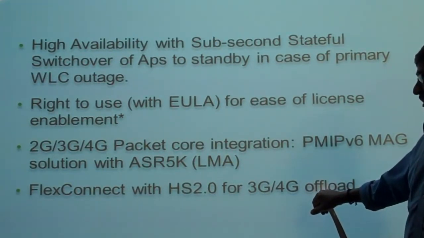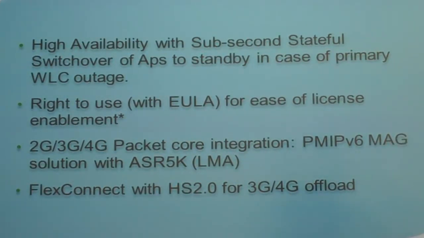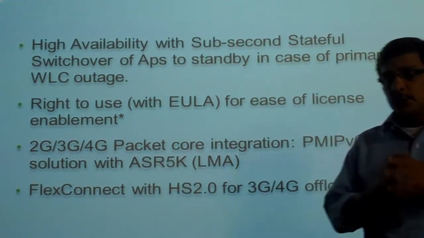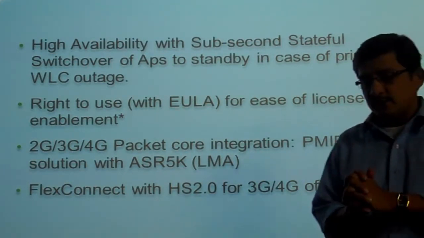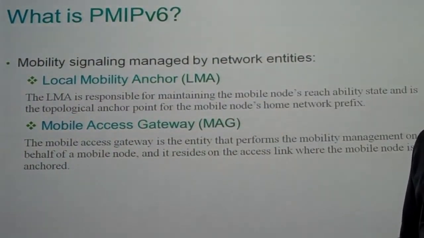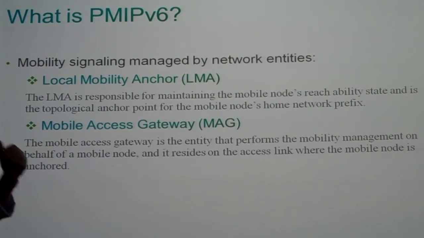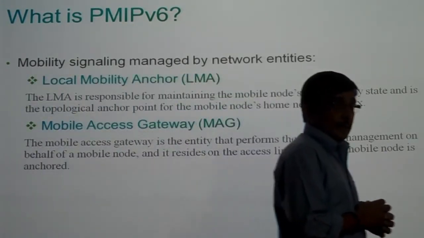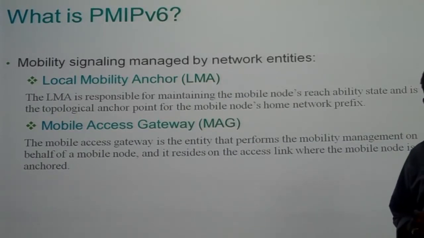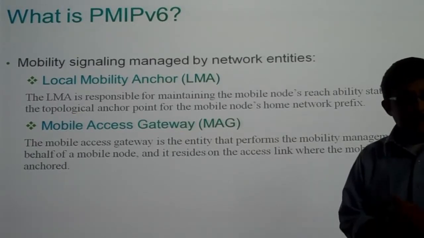This is another announcement with 11u based Hotspot 2.0. It's also called Passpoint. Specifically, this feature is, as you all are aware, for data offload from 3G, 4G to the Wi-Fi. I'll go into a little more detail further down the slides. What is PMIPv6? This is the 3GPP packet core integration with Wi-Fi, where our controller acts as the mobile access gateway and the local mobility anchor is the ASR 1K and 5K of the Cisco series.